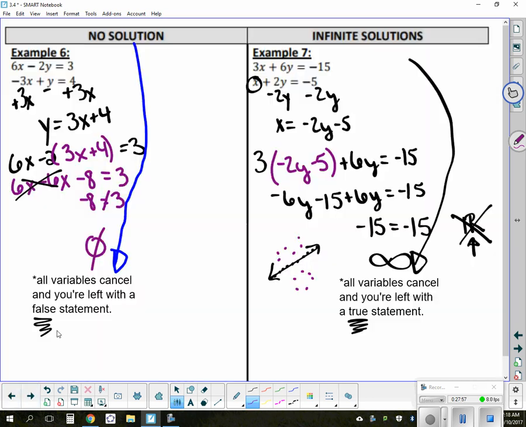All right, that's all I got for you. Go ahead and finish your packet. Pay close attention or put some extra thought into writing the equations from the word problems. Okay? Go slow, do all of the problems, and check your work.